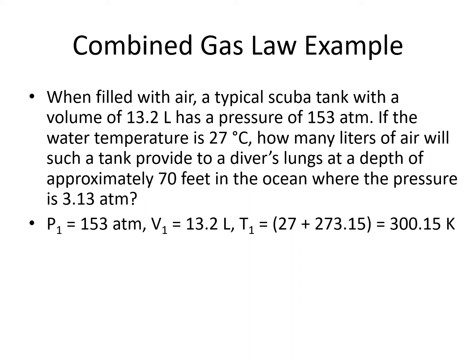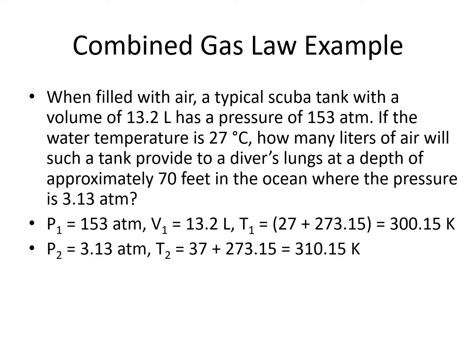The 2's are a little bit trickier to identify. They're going to be based on the conditions in the diver's lungs. P2 is the pressure in the diver's lungs down deep in the ocean, so P2 is 3.13 atmospheres. T2, the temperature in the diver's lungs, is going to be body temperature, which is 37 degrees Celsius. We need to express it in Kelvin, so we take 37 degrees Celsius and add 273.15 to get 310.15 Kelvin.